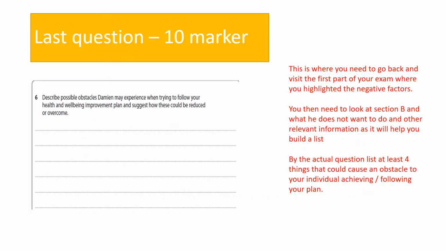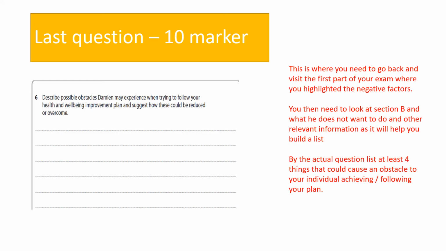We move on to the last question of the paper, and this is: describe possible obstacles Damien may experience when trying to follow your health and well-being improvement plan, and suggest how these could be reduced or overcome. So you need to go back, have a look at what you've highlighted positive and negative, and you need to think about what could prevent him from achieving the goals and the recommendations that you have given him. For example, it could say that he lacks motivation. And lacking motivation could cause him to not achieve his goals. And therefore, you could put an obstacle is that he has highlighted he lacks motivation.